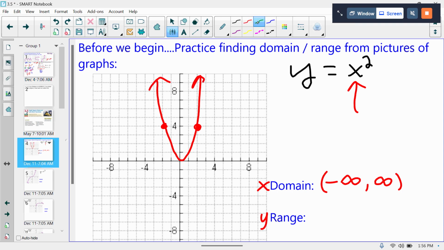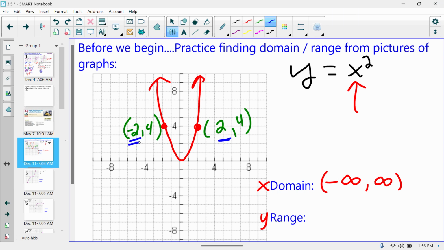But here's the thing. Again, we have the point 2, 4 on the graph, and you also have negative 2. I want you to focus on the x's. They can be positive or negative, okay? That's why the domain is going to be all real numbers.